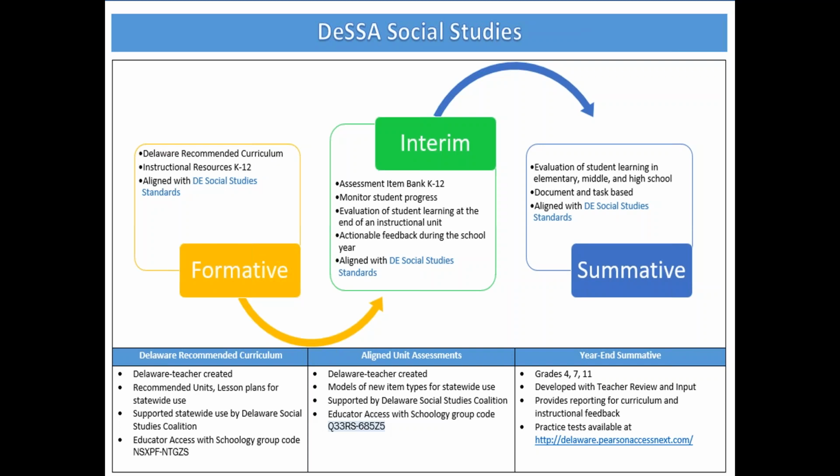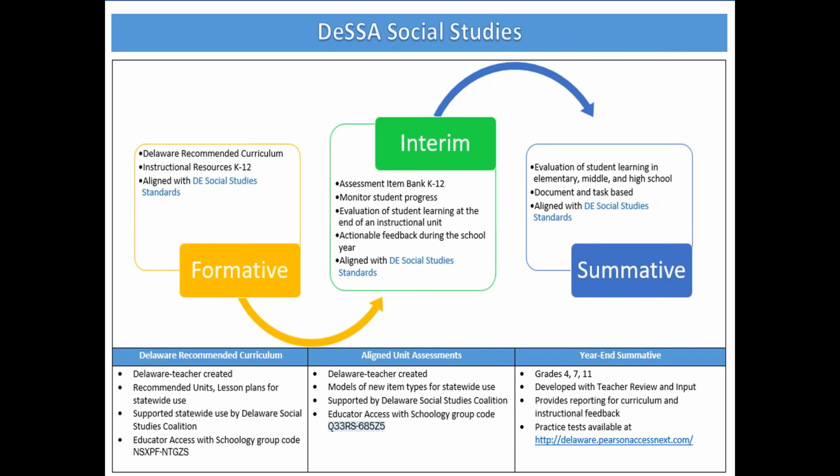In the yellow formative block, the Delaware Recommended Curriculum and Instructional Resources for grades K-12 are indicated along with a link to the Delaware Social Studies standards. In the recommended curriculum, you'll find lesson plans for all grade levels. You can access these materials by joining the Schoology group with the access code listed at the bottom of the slide. Once in the group under the Resources tab, you'll find standards and clarifications and grade level units from K-12, and I'll show you a slide that shows what that Resources tab looks like in a moment.